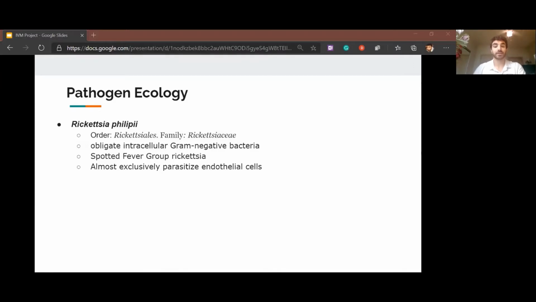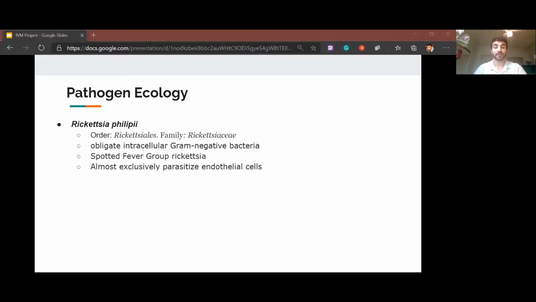It is an obligate intracellular gram-negative bacteria, and obligate intracellular means that the bacteria cannot live outside of a host cell. So this means it can't be grown in an artificial media, and if it's in a laboratory, it would require a viable eukaryotic host cell, like a cell culture or an embryonated egg.